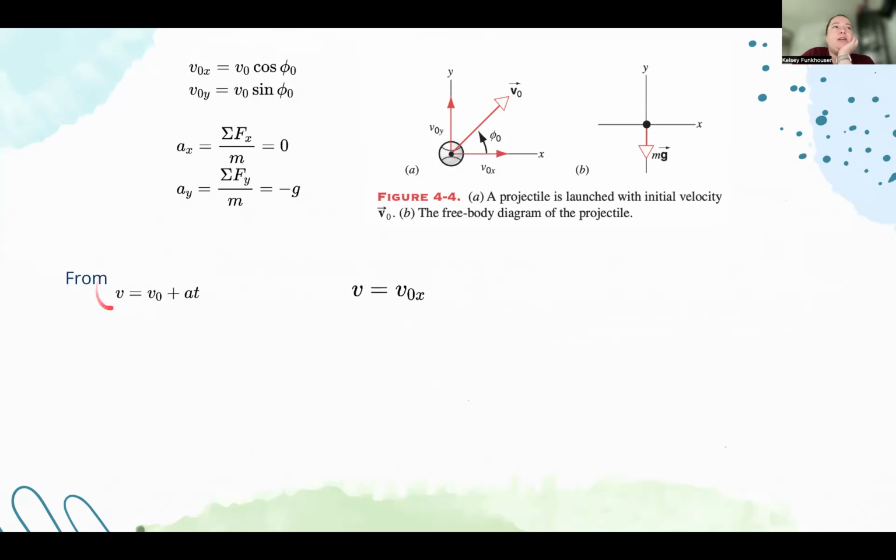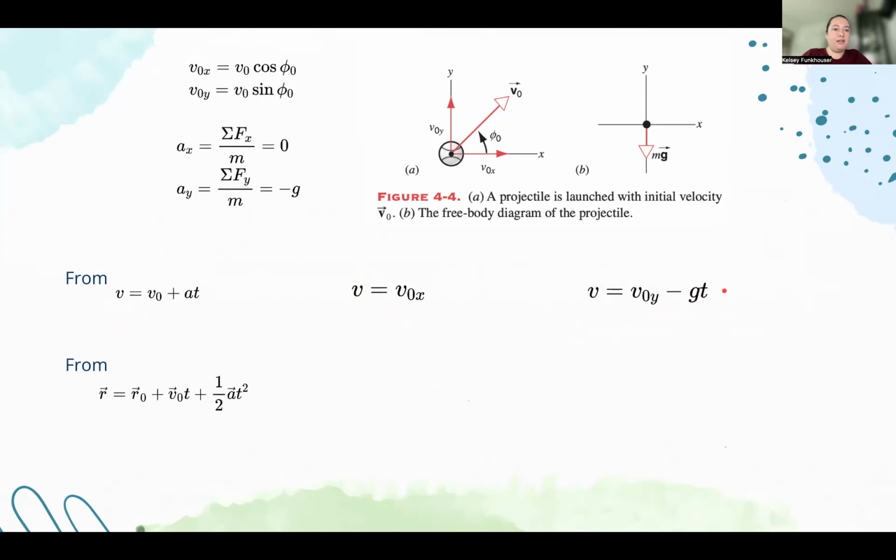So from the velocity equation, velocity at time t equals the initial velocity plus acceleration times time. In the x direction, there is no acceleration, so at any time, the velocity in the x direction is just the initial velocity in the x direction. In y, the velocity at some time is given by the initial velocity in y minus gravity times the time.